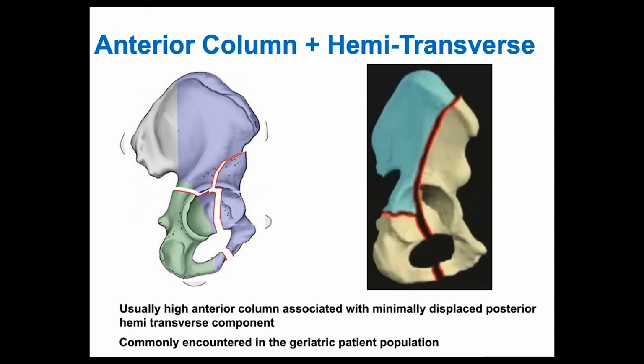There is also anterior column with posterior hemitransverse, and the anterior column component is usually high and is associated with minimally displaced posterior hemitransverse component. This fracture is commonly encountered in the geriatric patient population.